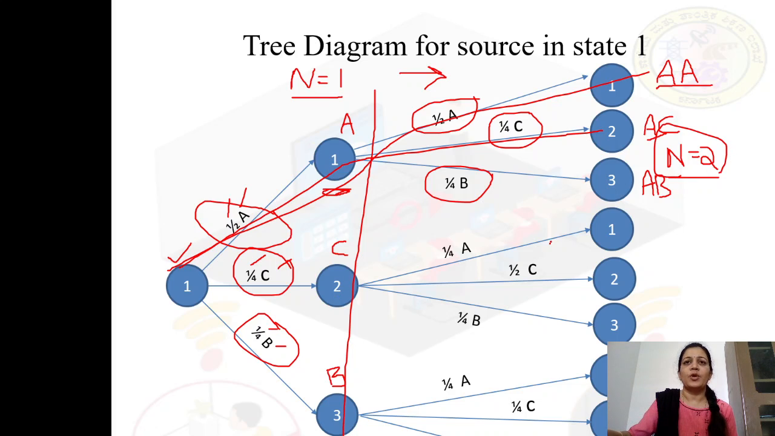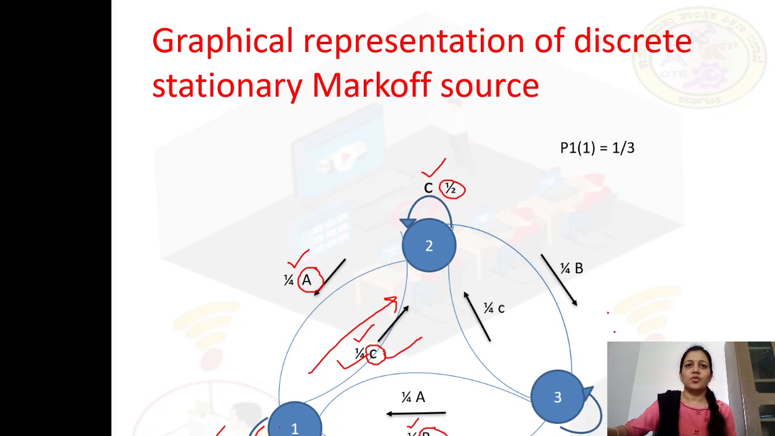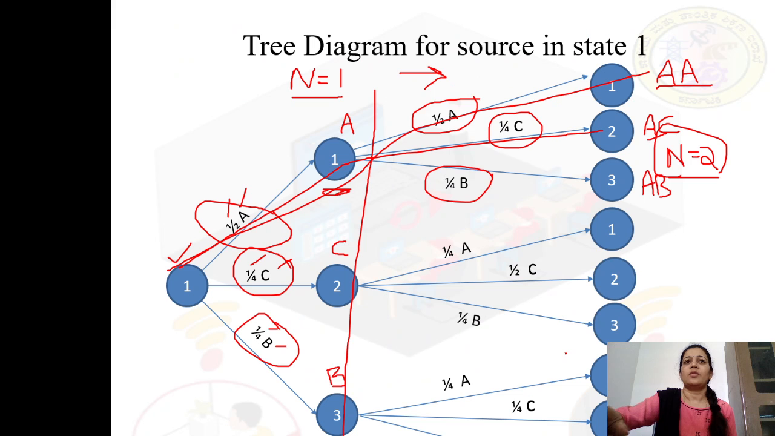Similarly, from state 2 you have to consider all the possible state transitions. From 2 you can observe that either it can go to state 1, or it can be in state 2 again, or it can make a transition to state 3. So again the possibilities from state 2 are 1, 2 and 3. Even from 2 I will consider transition to 1, transition to 2 and transition to 3.